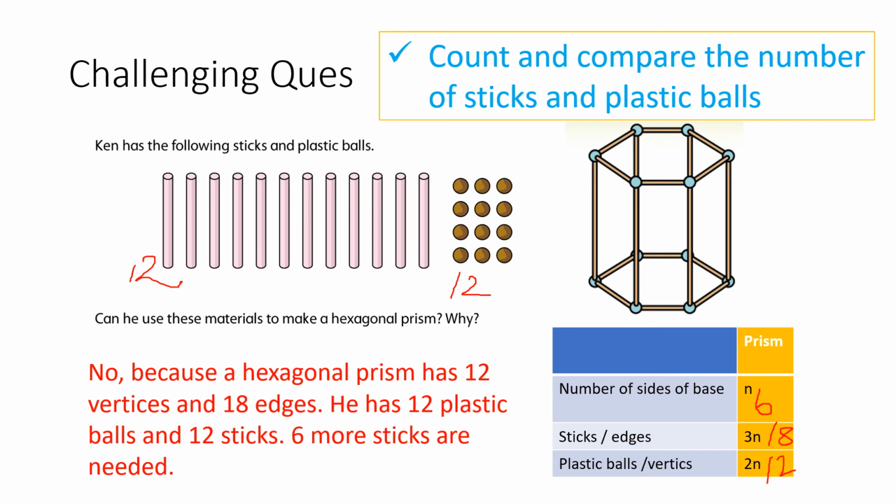The hexagonal prism has 12 vertices and 18 edges. So if we want to make the hexagonal prism, we need to add 6 more sticks. So you have to count clearly the number of vertices and edges in the hexagonal prism first, and then tell the number of sticks we need to add.